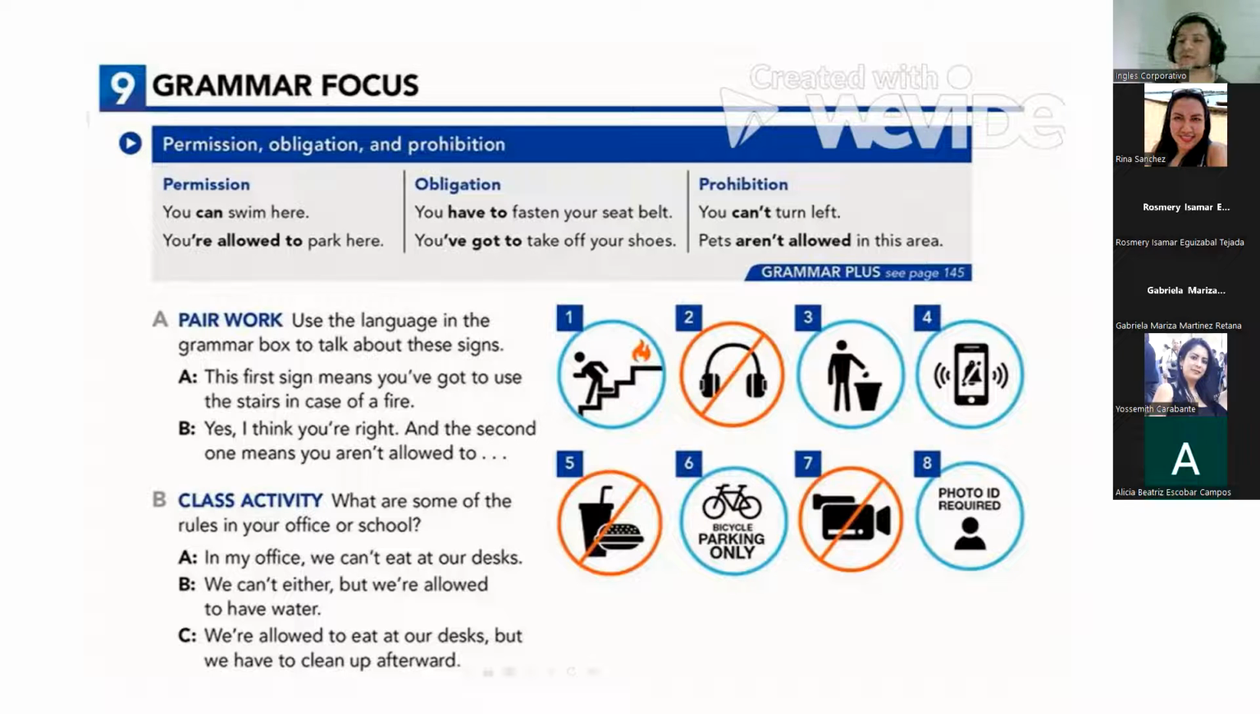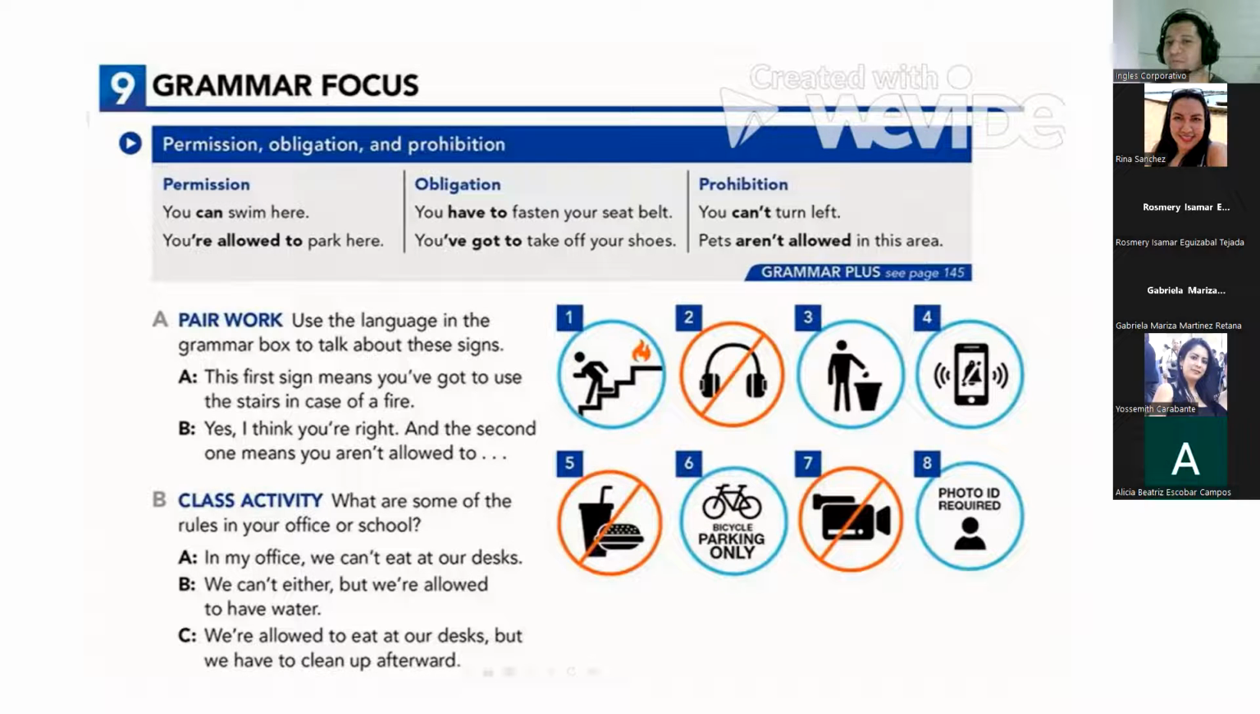Number 4. What is that? It's like permission and prohibition at the same time. Yes, probably. And how would you interpret that sign? You're allowed to put your cell phone in vibration mode, but you can't have it on sound. Yes, it is possible. You have to put it on vibration mode, or you're allowed to use it aloud, like with sound, with a ringtone. Perfect.